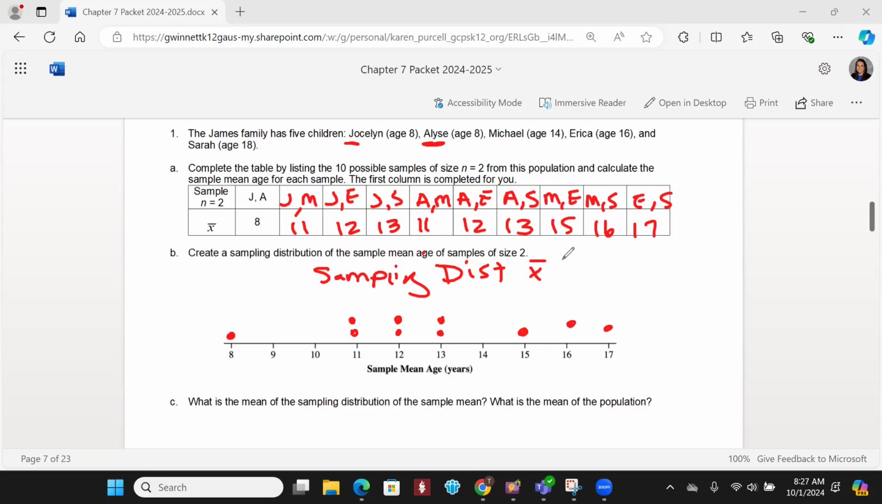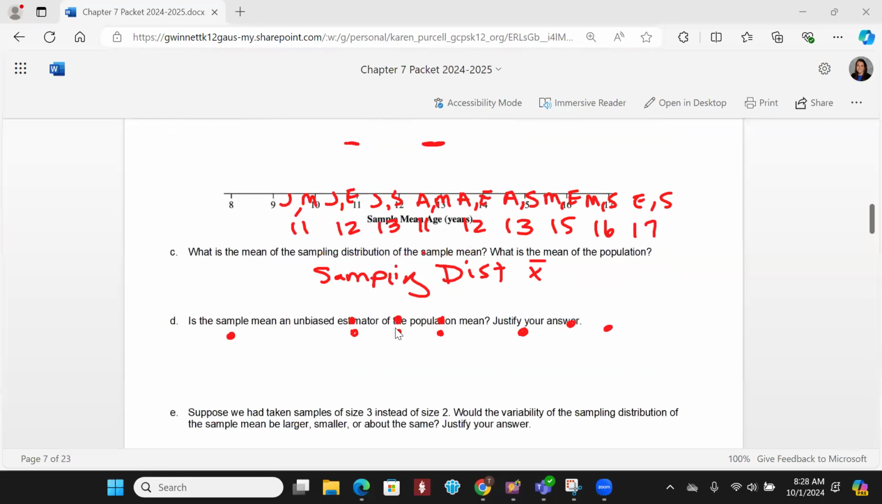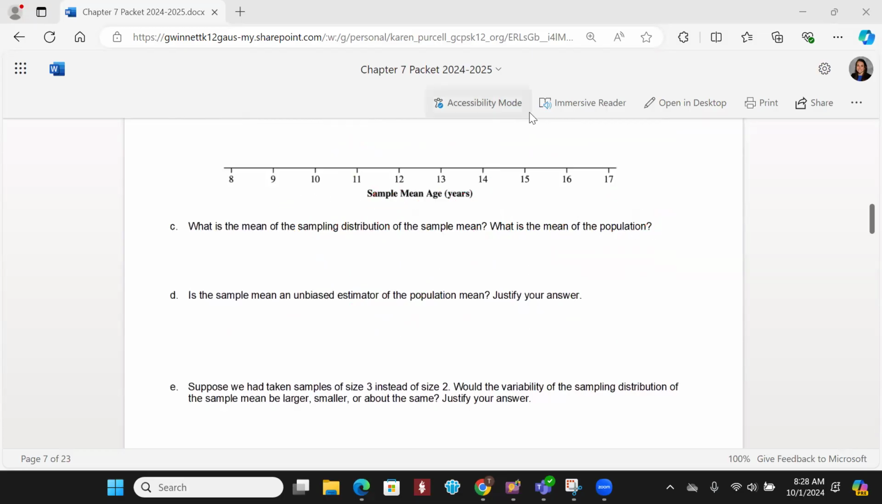Okay, so then you want to find the mean of the sampling distribution of the sample mean. I need you to read that again. What is the mean of the sampling distribution of the sample mean? So what is the mean of the means? Yes, mean of the means. Look at the new notation, mu sub x bar. So we've got 8 plus 11 plus 12 plus 13 all the way to 17, and we're going to divide by 10. And that's going to give us 12.8.